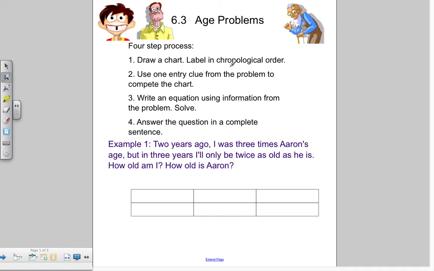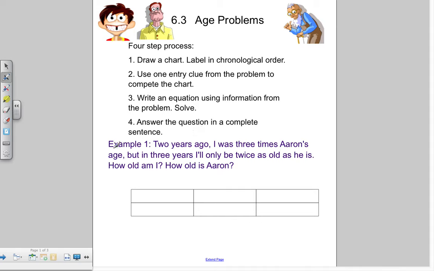First, you're going to draw a chart and label in chronological order. Chronological order would be in the order that time happens. So the past would be in the early parts, the now would be in the middle part, and the later would be in the later part. Second, you're going to use one entry clue from the problem to complete the chart. So you're going to fill in the whole chart. Third, you're going to write an equation using information from the problem. You're going to solve it. A lot happens in that step. Fourth, you're going to answer your question in a complete sentence.